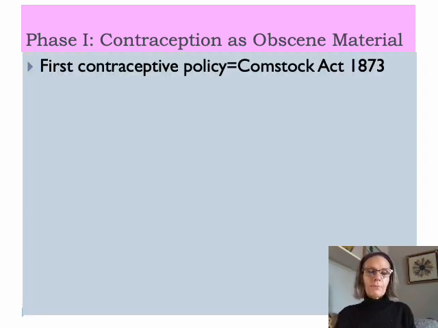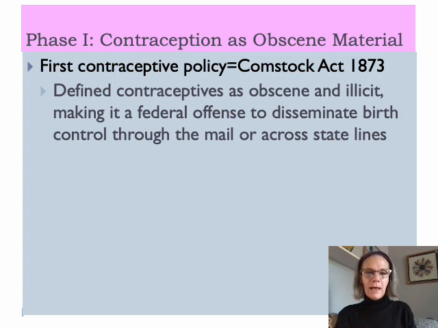So the first contraceptive policy in the United States is known as the Comstock Act, named after Anthony Comstock. It defines contraceptives as an obscene and illicit material, making it a federal offense to disseminate birth control through the mail or across state lines. And so this is a federal law, and the federal government has control over importation of items into the United States. And so the importation of contraceptives from other countries was prohibited.